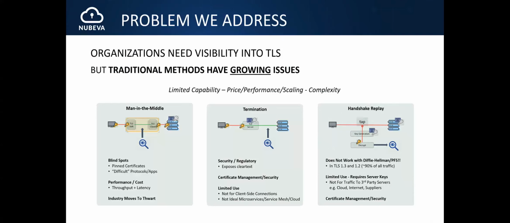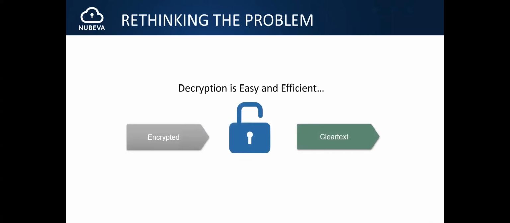As we sought to solve this problem, we said, let's rethink it. Let's look at what we're trying to do. We're trying to inspect traffic either inline or out of band. Decryption itself is easy and efficient. It's built into every chip. The hard part is actually getting the keys. If you have the keys for a session, decrypting it is very simple, efficient and low cost. But all those other mechanisms go through all sorts of machinations to ultimately get to a key to decrypt traffic. So we asked ourselves, what if?